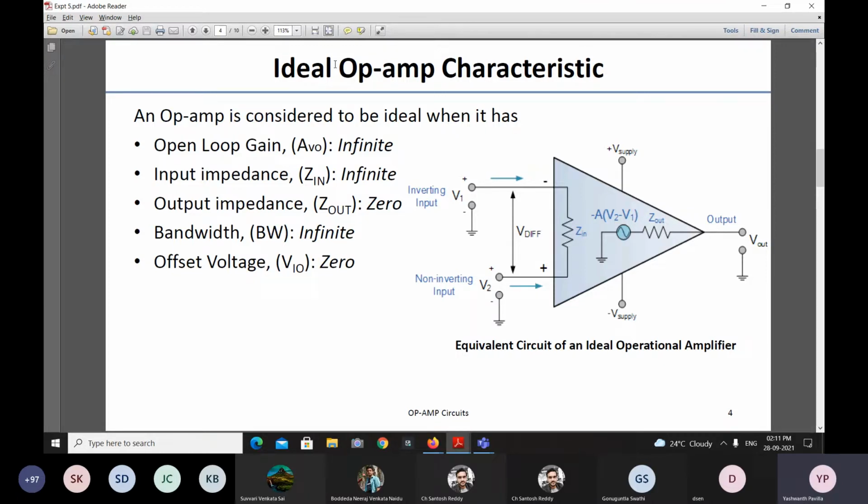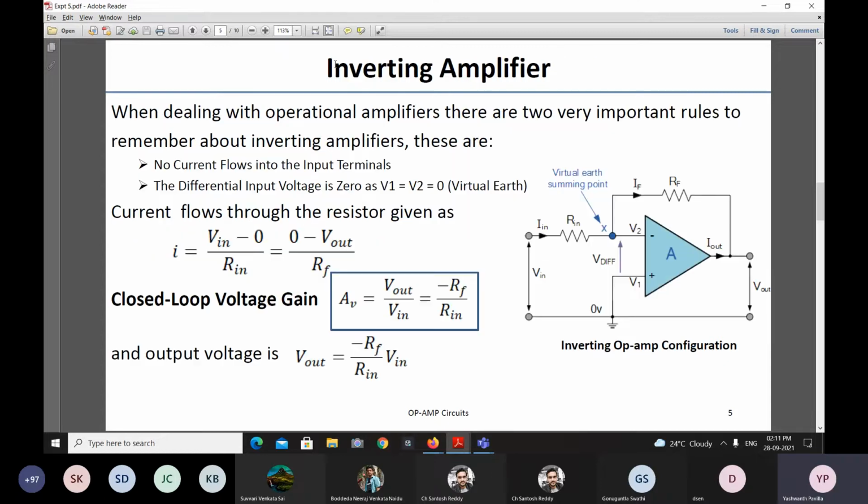the proposition of a concept called feedback. We use feedback here in order to make it stable, to control the gain, so that we can obtain the desirable output. In electronics, feedback is nothing but giving a part of the output signal back to the input using a passive component such as a resistor. So here we are using this feedback resistor and giving it back to the input.